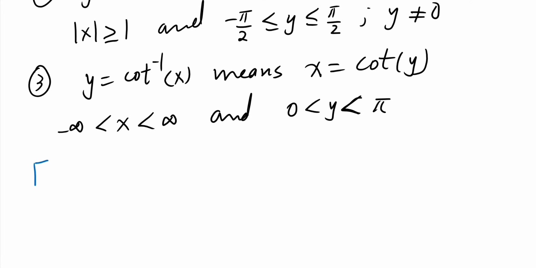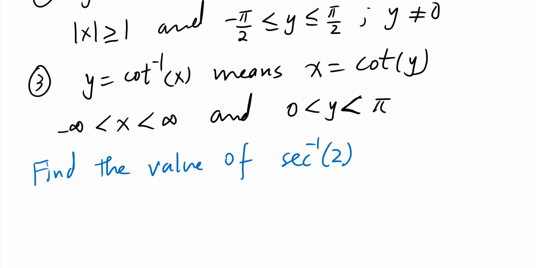How do we apply them? Quick, easy examples. Find the value of, let's say, secant inverse of 2. Secant inverse of 2. How do we start with this one? Let's say it's alpha. Call it alpha.